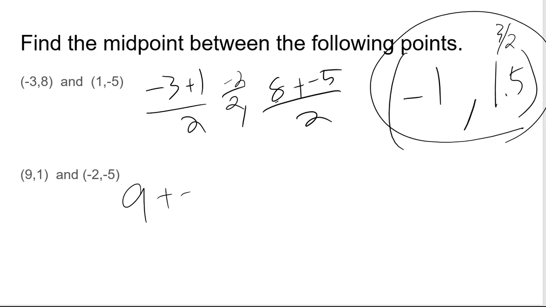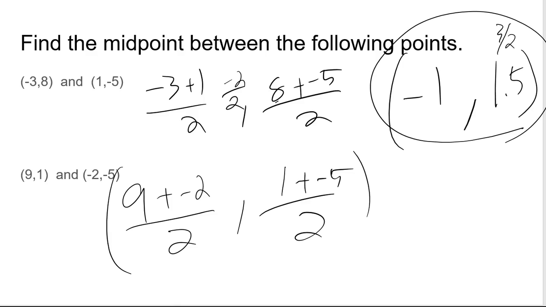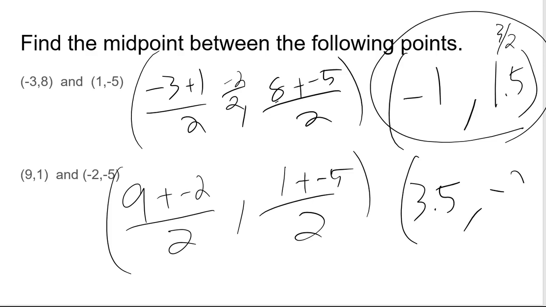Over here we get 9 plus negative 2 divided by 2, comma, 1 plus negative 5 divided by 2. 9 plus negative 2 is 7, and 7 divided by 2 is 3.5. Then 1 plus negative 5 is negative 4, and negative 4 divided by 2 is negative 2.